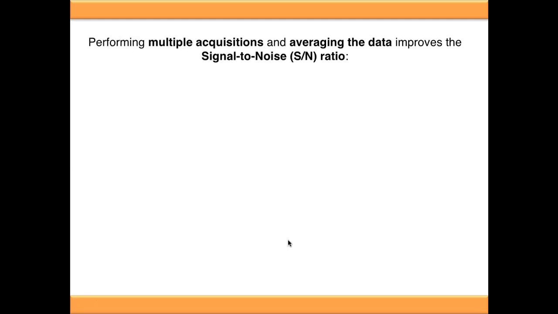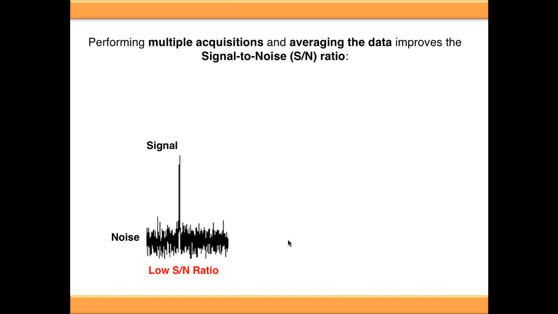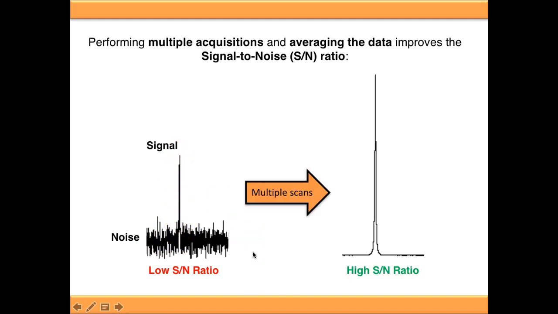So by performing multiple acquisitions and averaging the data, this improves our signal to noise ratio. So this is an example of an NMR signal which has a low signal to noise ratio. We can see that the noise down here represents a substantial portion of the signal. If we do more scans and we average the data, eventually the noise will cancel itself out and the signal will reinforce itself.